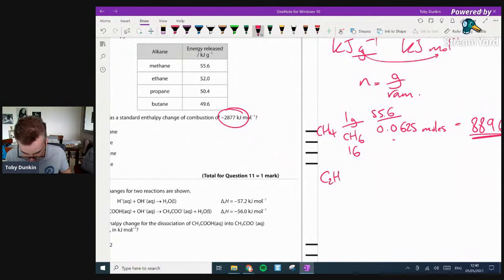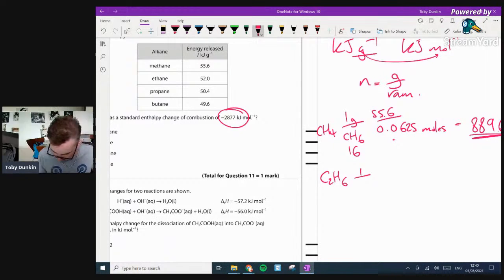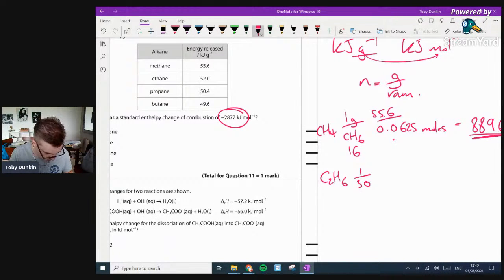Ethane, C2H6. 1 gram over, how much does it weigh? 12 times 2 plus 6, over 30. Number of moles, 1 over 30.